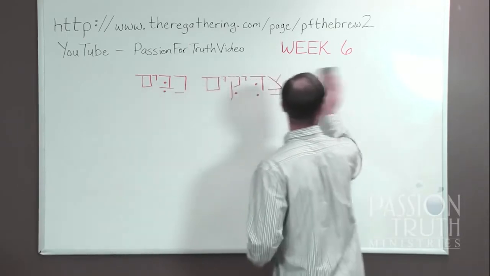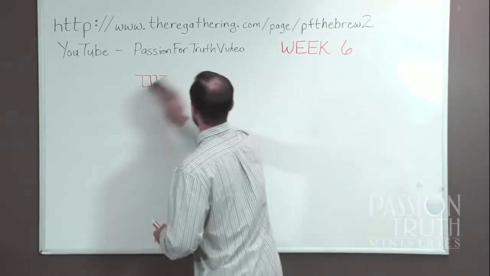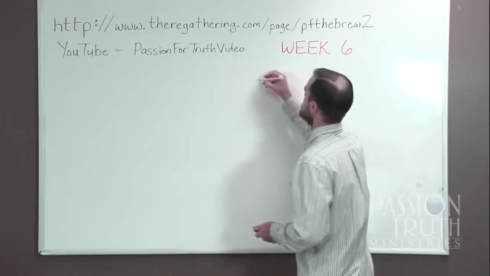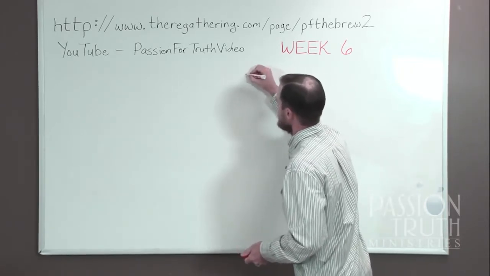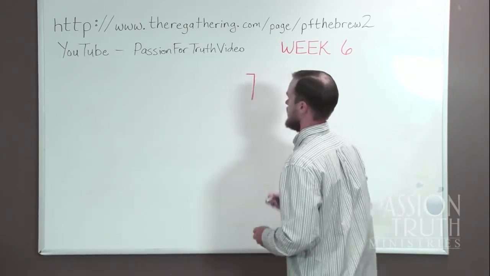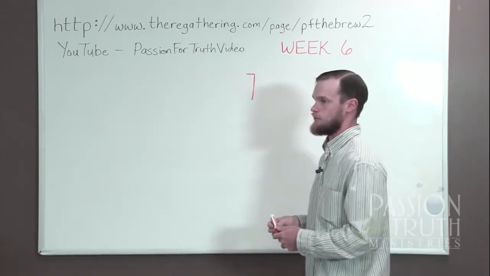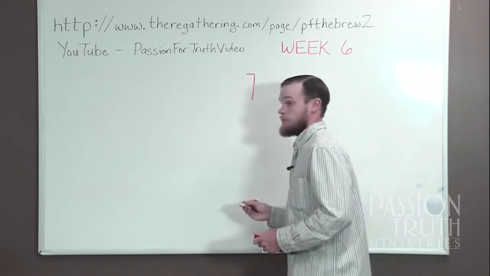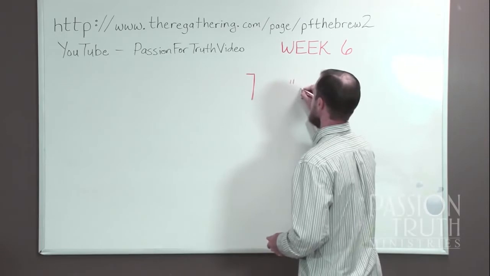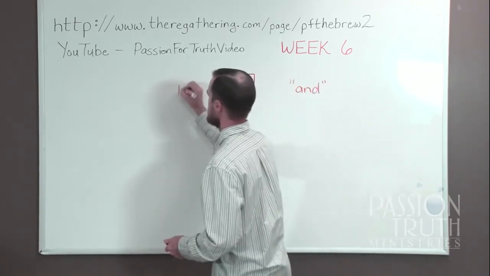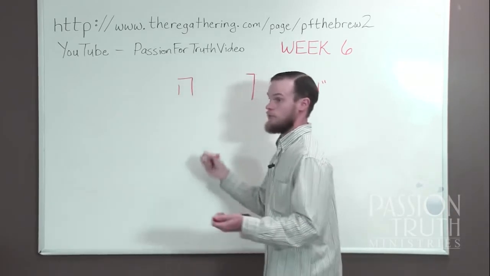Okay, next topic is using the letter Vav as a prefix. Okay, so we all know the letter Vav, which we were pronouncing as a V. The Vav as a prefix means "and." Okay, so we'll remember the He as a prefix is the definite article, means "the."